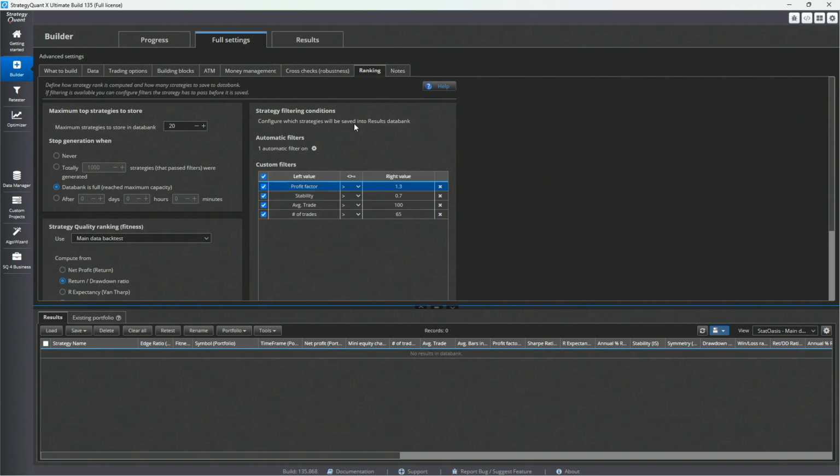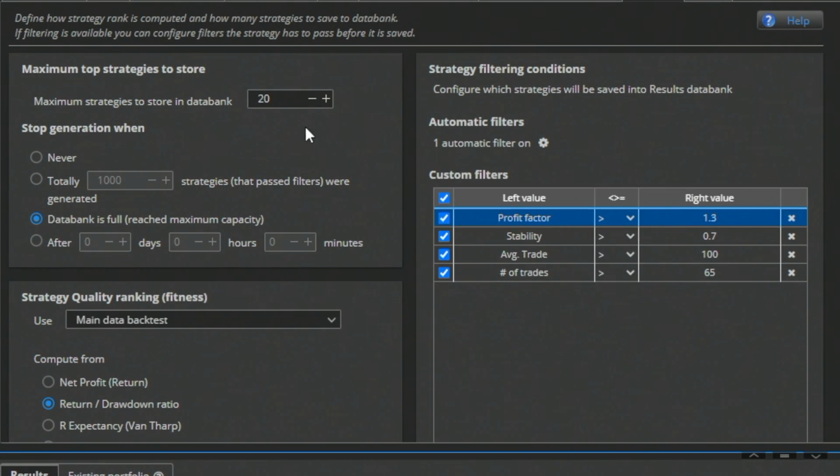And here is something to filter the strategies. I'm going to build only 20 strategies because I want to show you how the style of the strategy paired with the instrument affects the generation of strategies. So I'm looking for a 1.3 profit factor for the whole data. That means I'm looking for a profitable strategy. Stability is the curve, so that means it's moving up nicely. I'm looking for at least $100 per trade and a minimum of 65 trades.